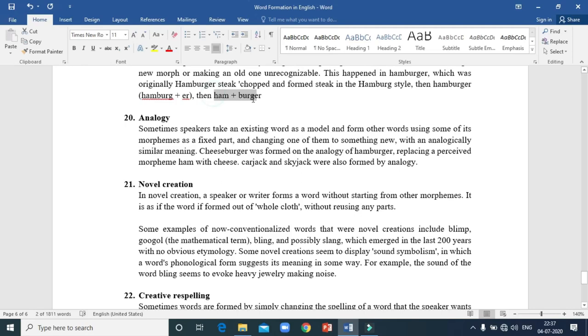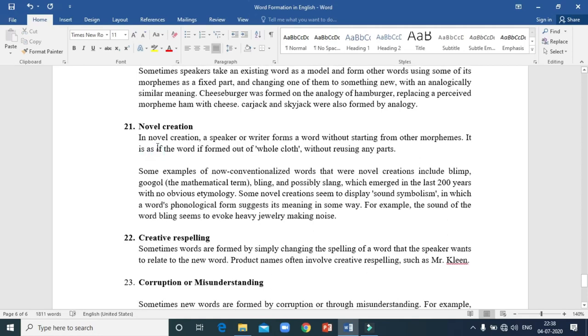A hamburger should be a burger made of ham. So what is a burger made of cheese? Cheeseburger. That is what is called analogy. Between similar compounds, they make the same change. So cheeseburger was a new word formed. It was formed on the analogy of hamburger. Okay, so they thought a burger made of ham must be hamburger, so a burger made of cheese must be cheeseburger. So you use the same kind of logic which is used here and form a new word, cheeseburger. So that is the 20th form.